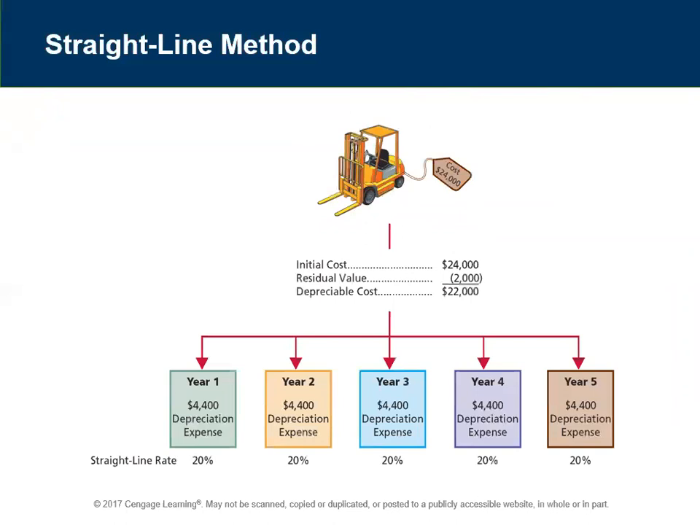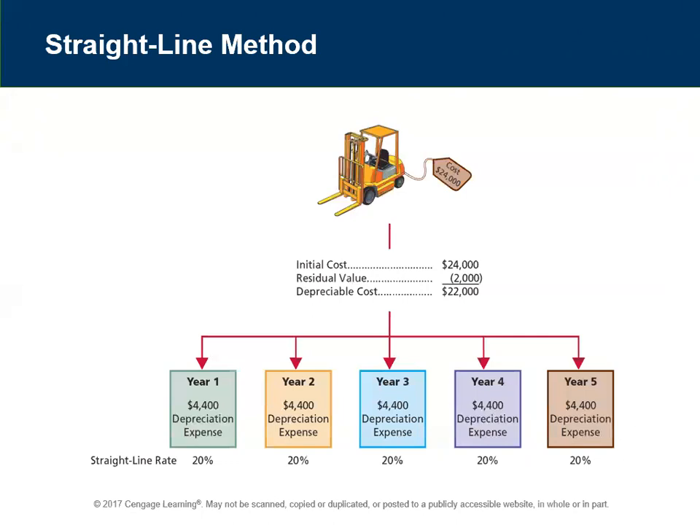And there it's showing you all the years. The straight line rate, that's just the rate at which the item or the forklift is depreciating. It's always just 100% divided by the useful life in years. That's where they're getting that 20%. So they took 100%, divided it by 5. So we're depreciating this forklift 20% every year. And then, of course, it'll be depreciated the full depreciable cost over time.